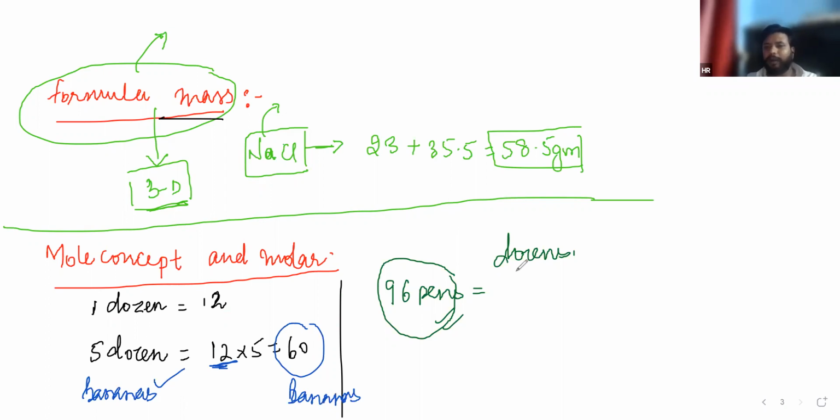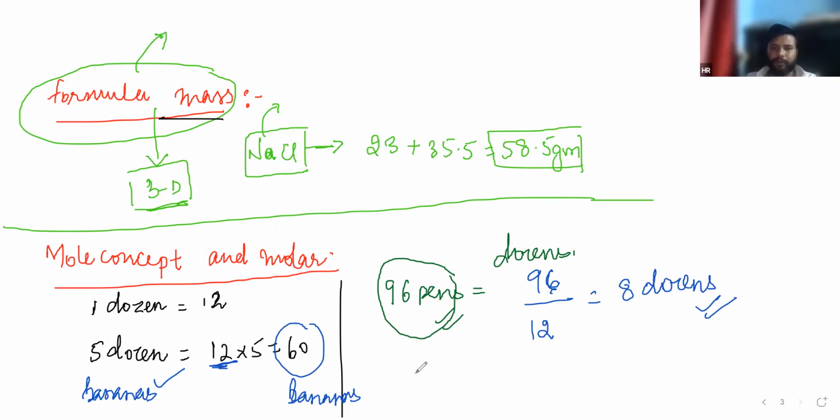And how we calculate dozen is the number divided by 12, because 1 dozen equals 12, and we have to calculate how many dozens. We have to divide it by 12 and we will get 8 dozens. Got it?